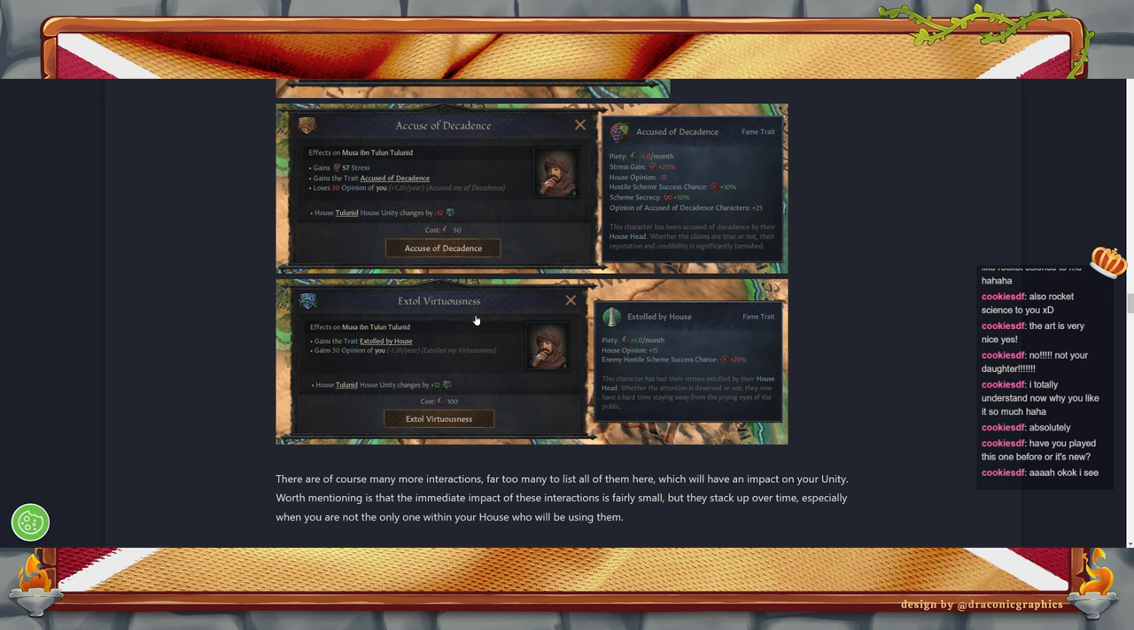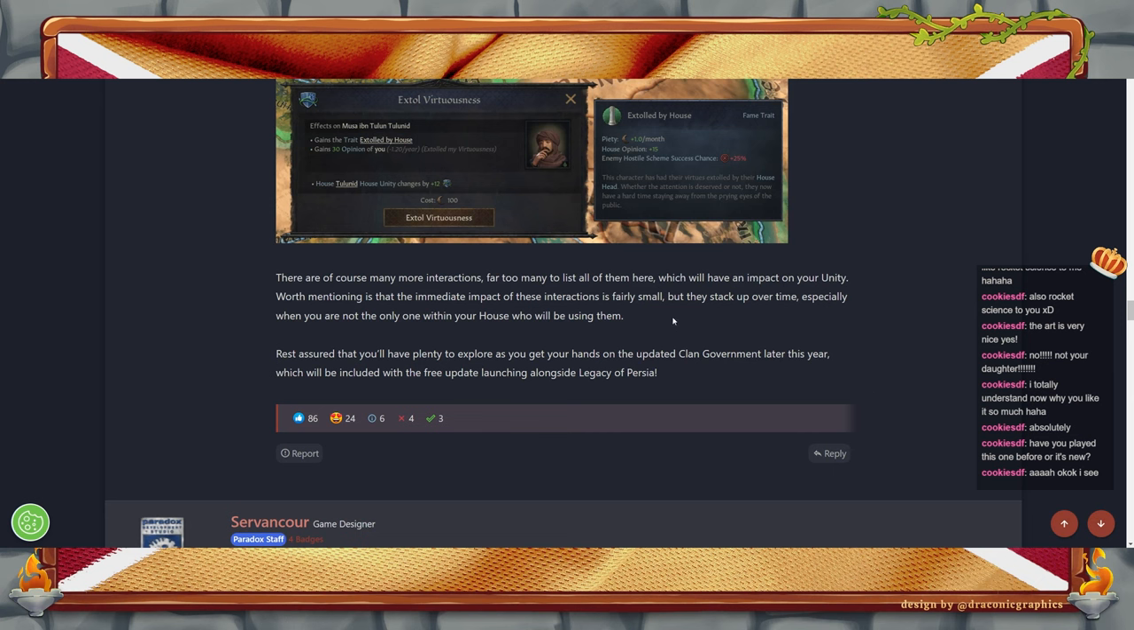Extol virtuousness. Let's see. He gets more piety. He gets more house opinion. And people have a harder chance to kill him. Because the clan is like, man, this lad, he's great. We don't go and kill him. We like him. Let's see.